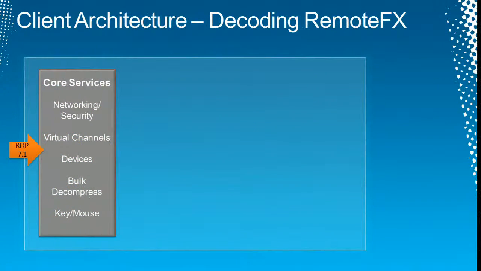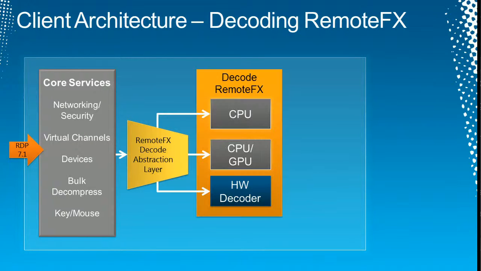From a client point of view, I want to explain what the architecture is so you can see why this single architecture is able to offload, or how it's supporting the server host rendering operations. On the client side, as I mentioned, RemoteFX is a graphics virtual channel. The RDP traffic comes into the client, and on one of the virtual channels, the graphics virtual channel, is the RemoteFX data. We have an abstraction layer that allows us to handle decode operations on either the CPU, or, if the client supports it, the GPU.